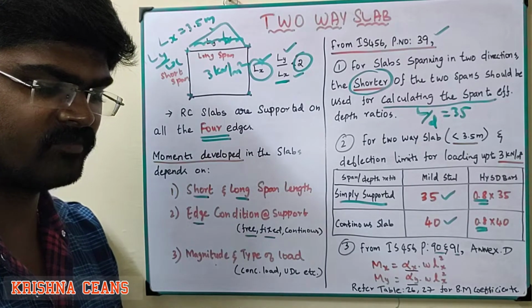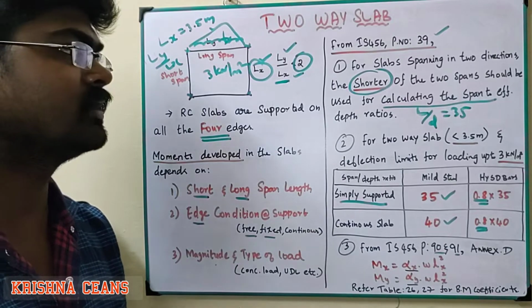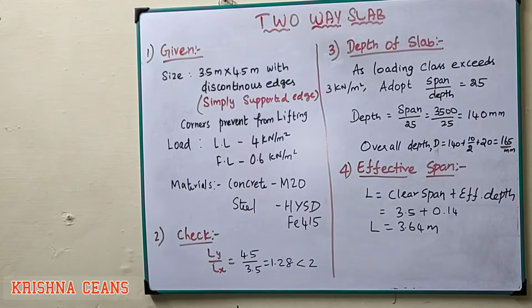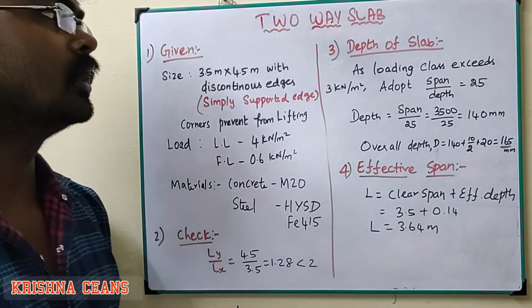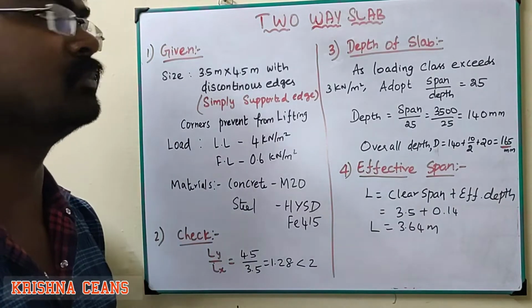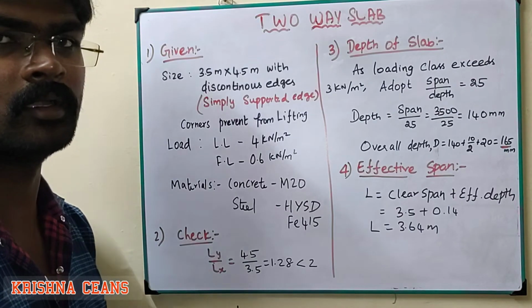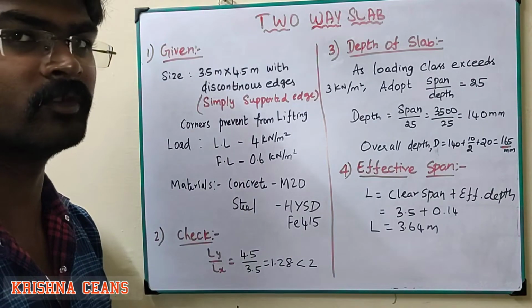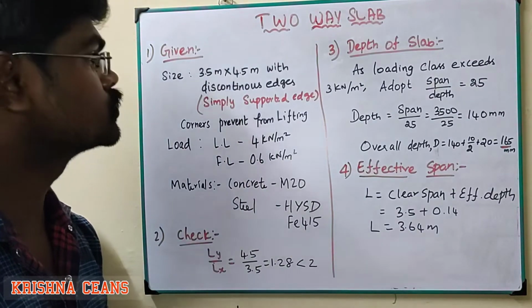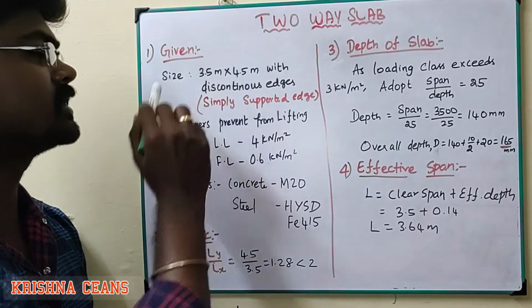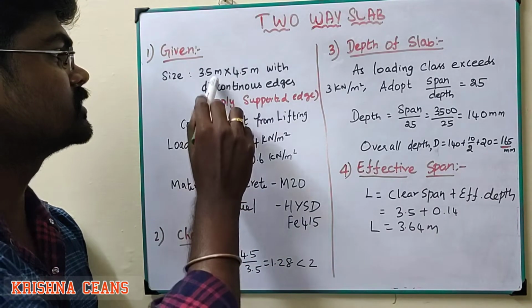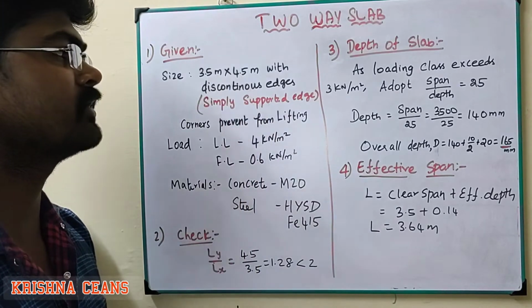So these are the requirements we need to know. Let's see a design problem of a two-way slab. What data is given? That is what we have to write first, then only will we get a clear idea. The size of the slab is given, that is 3.5 meter into 4.5 meter.